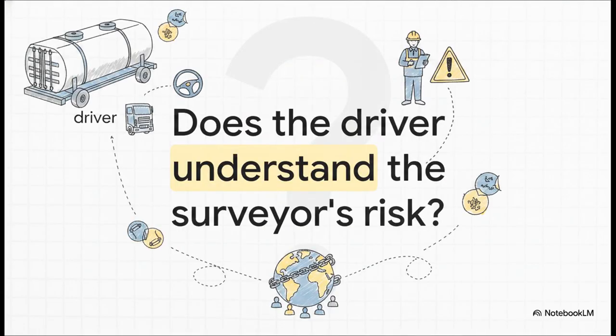So I want to leave you with this provocative thought to chew on. Does the driver truly understand the surveyor's risk at the depot gate when those safety labels are removed too early? It's a question that forces us to really consider the critical human element required to safely run this massive, hidden, automated system of global trade. The ISO container absolutely connected the world, but at the end of the day, it relies on an unbroken chain of human competence and shared understanding to keep us all safe.